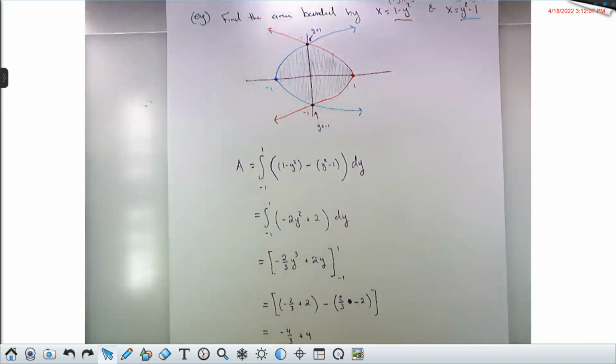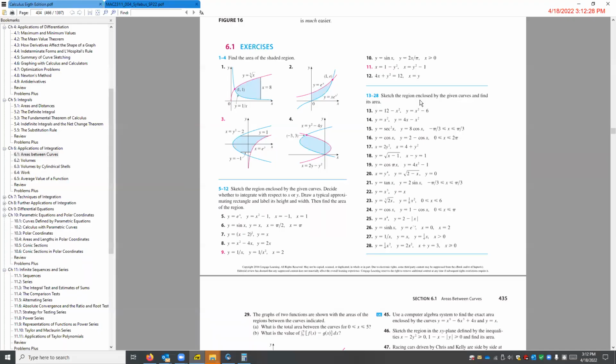So if we're working with respect to the x-axis, basically it would be upper minus the lower, and if we're working with respect to the y-axis, it would be the right minus the left. Perfect. Yep, that's exactly correct. Okay, cool. Good.